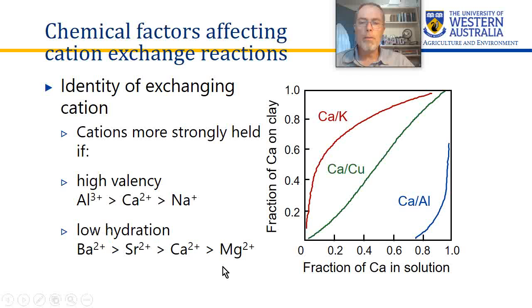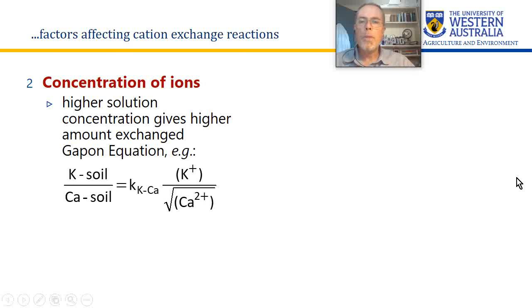I don't have an example for you for hydration, but you can imagine the same sort of thing going on in a plot like this. For example, barium should be more strongly attracted to the surface than magnesium. So barium-magnesium exchange, if we're looking at barium on both axes, should look a little bit like the red line there.